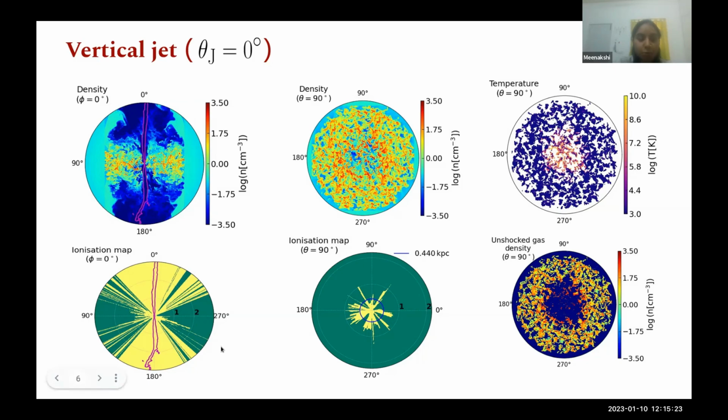In the vertical plane also, the AGN radiation can easily escape, and you can see these wide ionization cones, but it is hindered by this dense gas in these two regions along the disk.